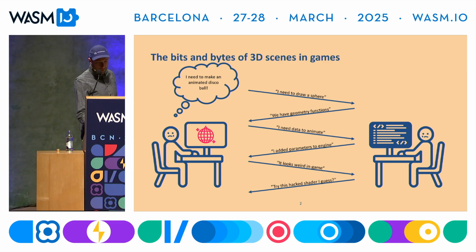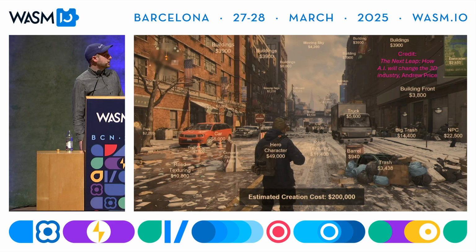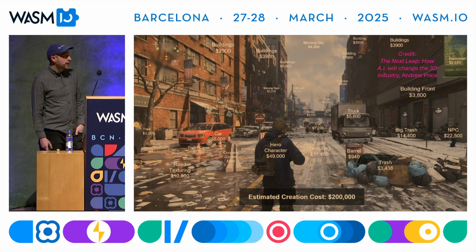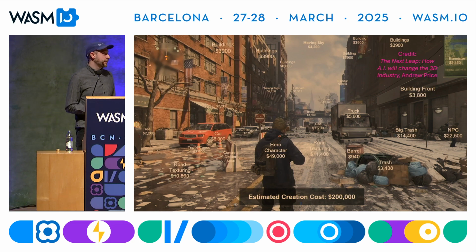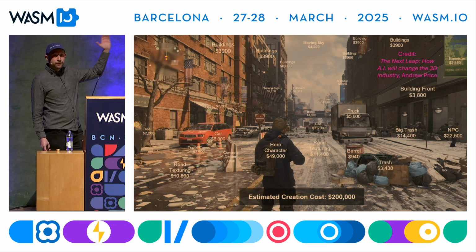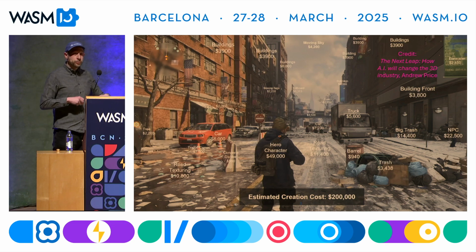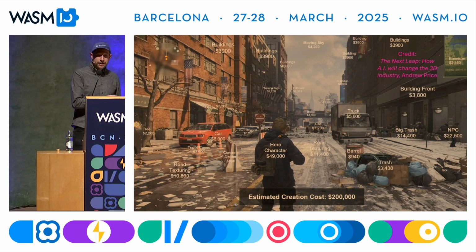And here you'll see, this is a screenshot from an excellent talk called The Next Leap, How AI Will Change the 3D Industry by Andrew Price. This is a scene from a Tom Clancy video game. And based off of an average hourly rate for a 3D artist of about $40 an hour, you can see how truly expensive the final cost to deliver these kinds of assets into this game is. And a lot of that stems from the ability to produce content that works in this game, but that can't necessarily be reused. Let's take a look at that truck over there, for example, $5,600.